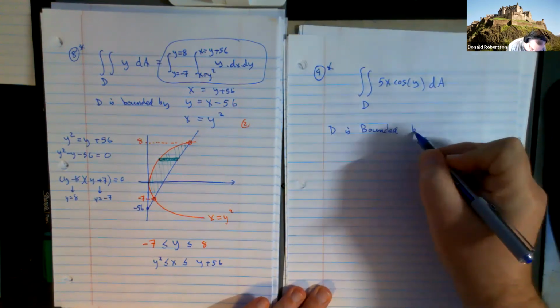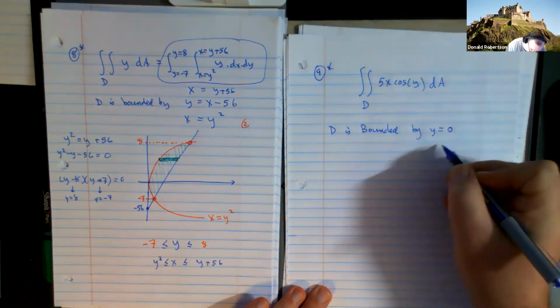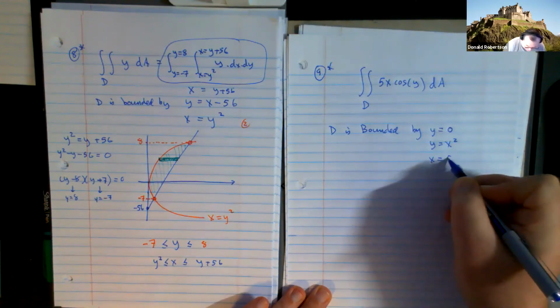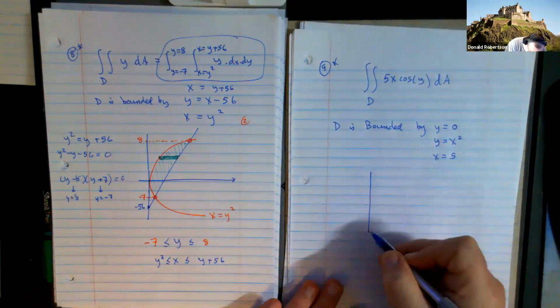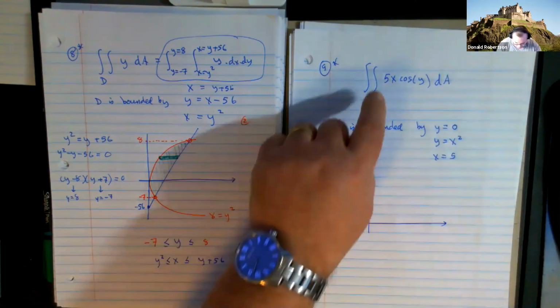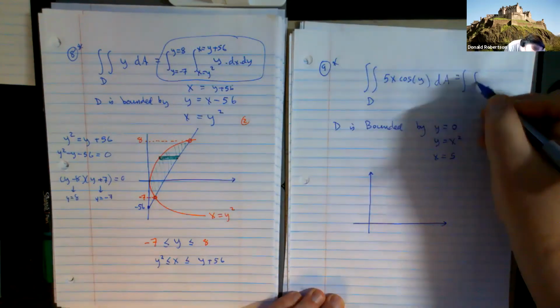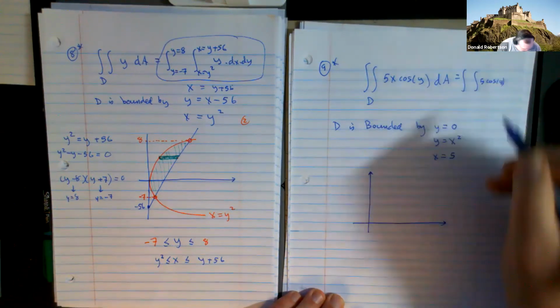And it's bounded by y equals 0, y equals x squared, and x equals 5. Now, I could certainly put that into Desmos, but I'm only going to do this question up to the point where we've set up the double integral. So let's see what we get.